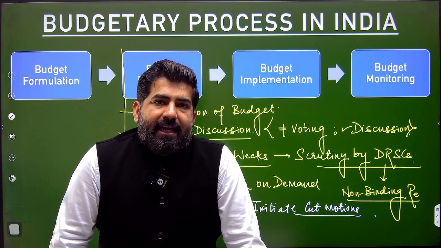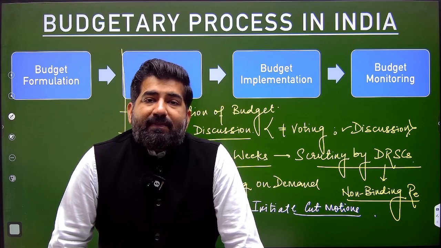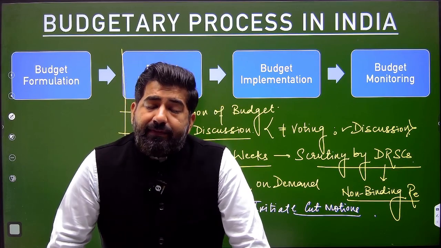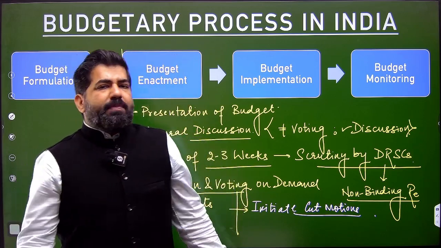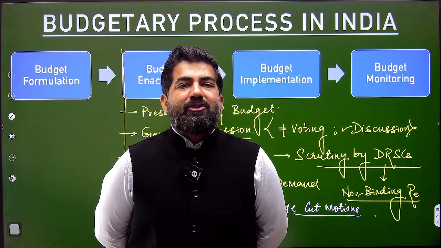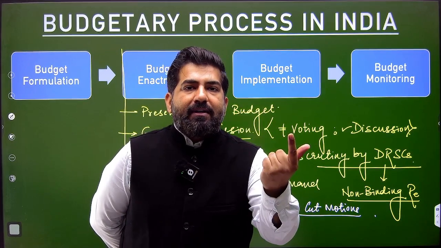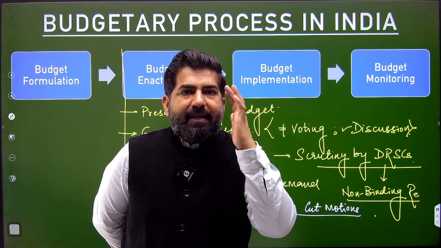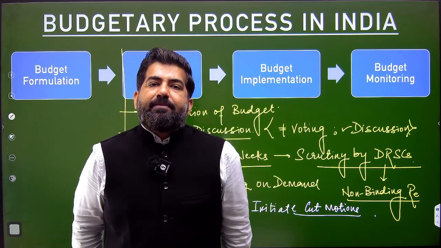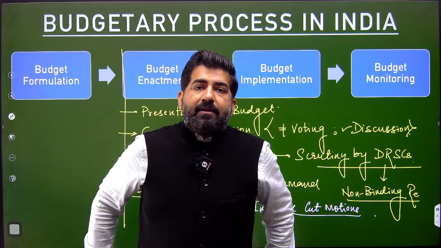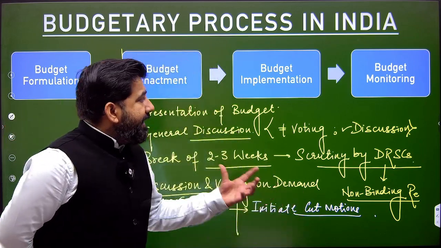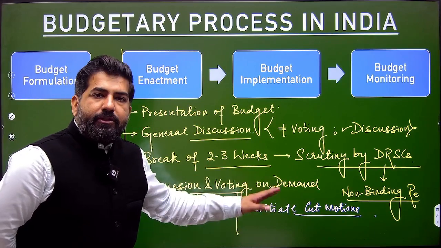Clear? But is this cut motion going to be passed in the Lok Sabha? No. Why? Because generally the ruling party has the majority. Yes or no? And if they have the majority, how is this cut motion going to pass? I don't think so. If it is passed, it will give an indication that the government does not have the confidence. Thereby, the opposition might bring a no confidence motion after that. It might be possible. Clear? So this is how the passage of cut motion is difficult. It will not generally happen. But still the members have the option to initiate this.